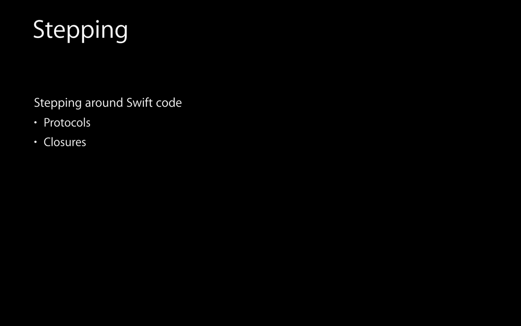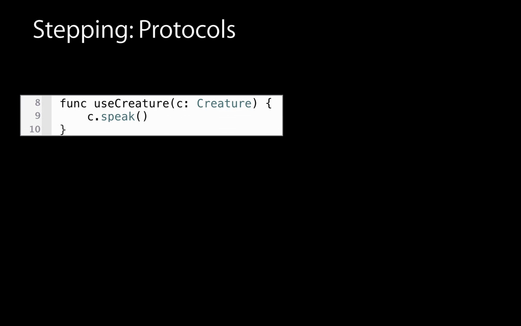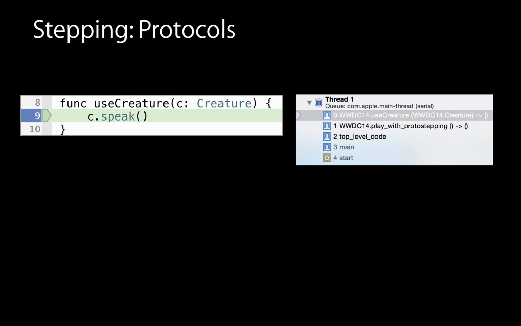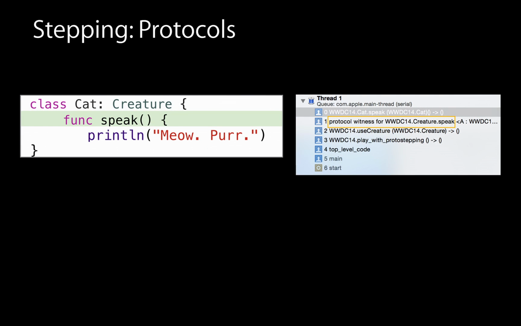Let's very quickly step through a couple stepping scenarios. Protocols and closures. Let's say I set a breakpoint right where I'm trying to use one of my creature objects. And I step in, because I actually want to see the implementation of that code and step through it and see what's going on. It turns out that that just works.